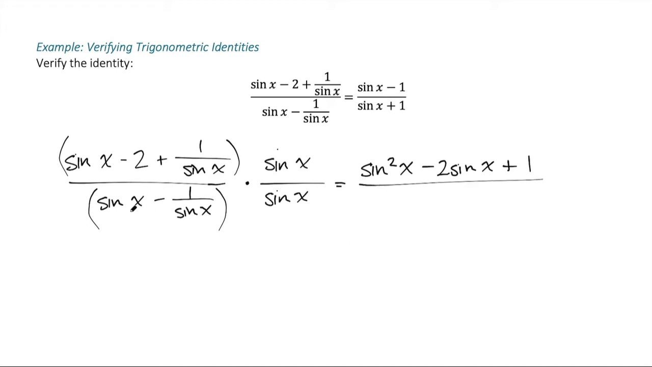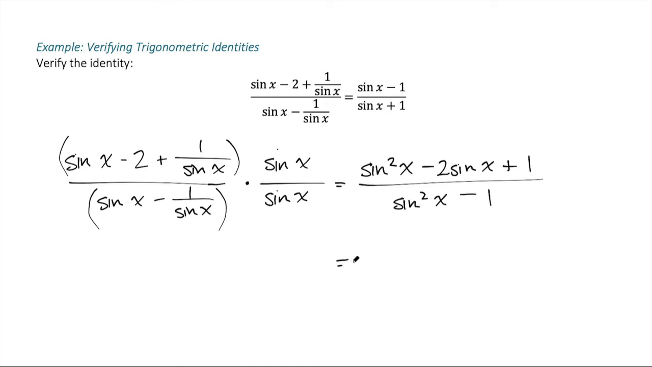Now, in the denominator, I do the same thing. I distribute my sine of x. So sine of x times sine of x is sine squared of x. And then minus 1 over sine of x times sine of x is just 1. So just by doing a little bit of algebra to simplify the fractions within fractions and get rid of those, this actually looks quite a bit simpler.